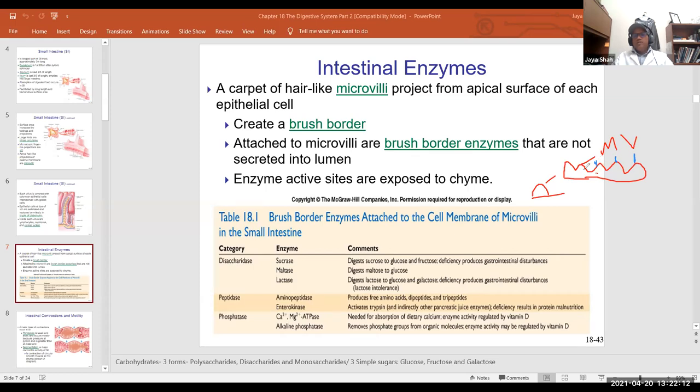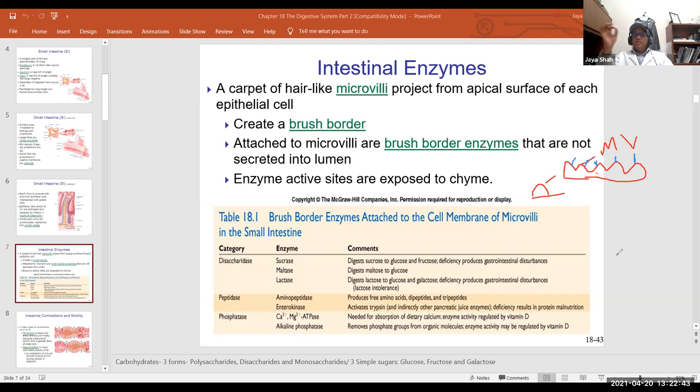Enzymes attached to it, the blue. These enzymes are called brush border enzymes. That means every food molecule needs to come in contact with them, because these enzymes are not getting inside, mixing with the fluid inside the lumen. Are you following me? So when enzymes come from the pancreas, they are mixing with the fluid in the intestine, but these enzymes are attached to the microvilli. They are not in the liquid.